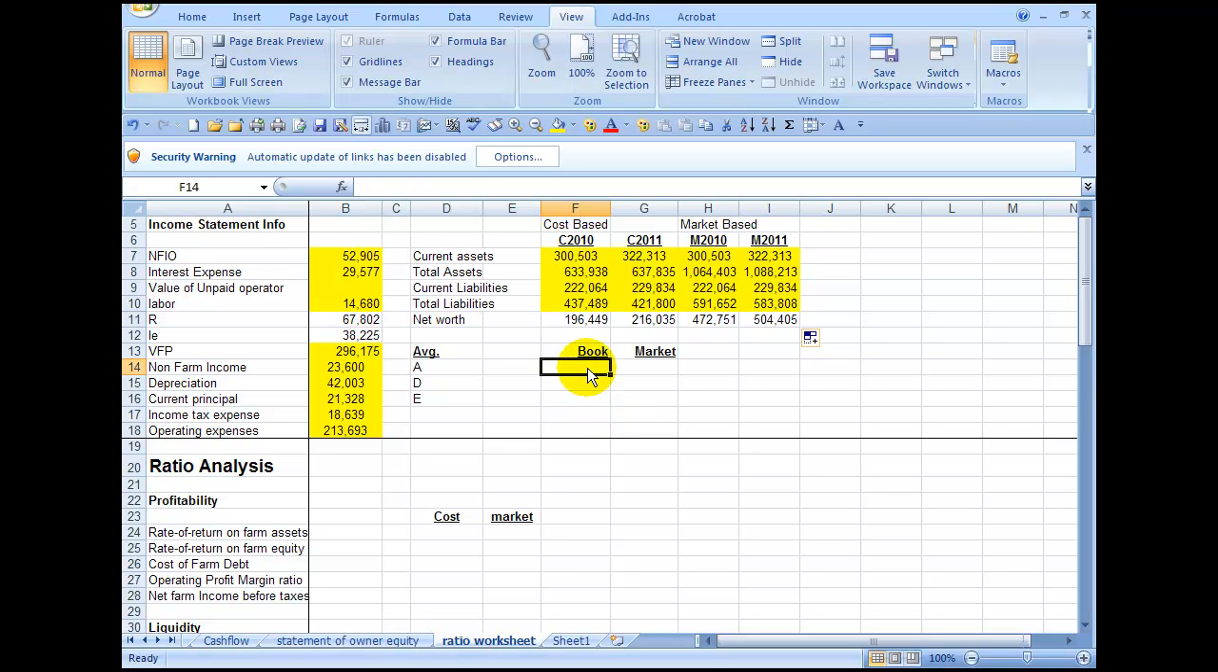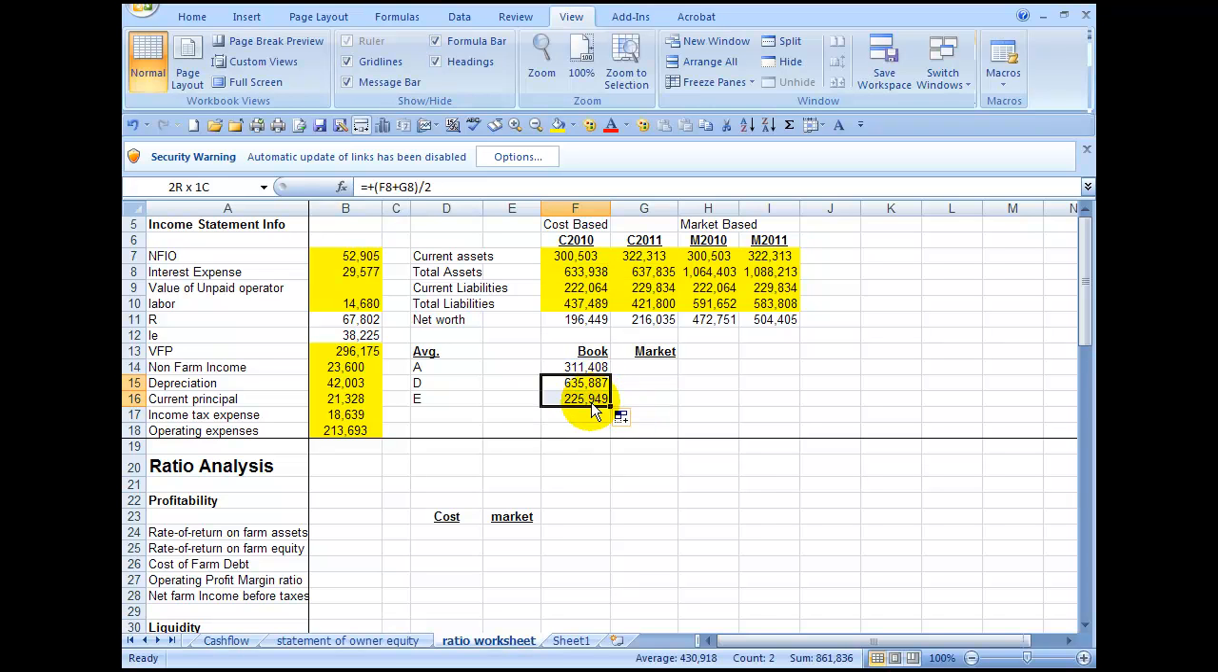So to convert balance sheet numbers to that, what we do is take a simple average of the beginning and ending. So for our book value or cost-based ones, we do plus, open parentheses, the beginning plus the ending, close parentheses, divide by 2. And you can just copy that down. No, because that's not the right place.